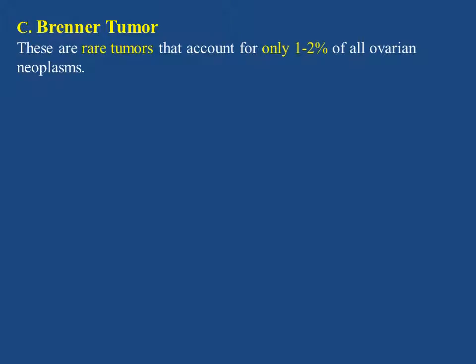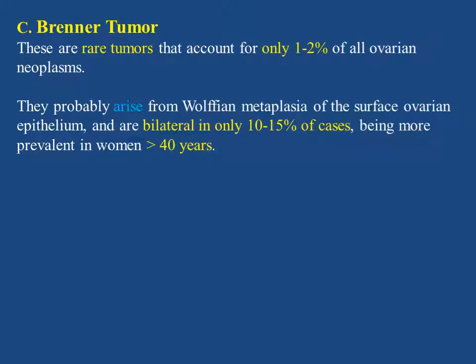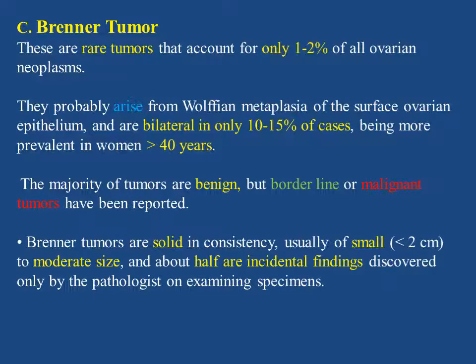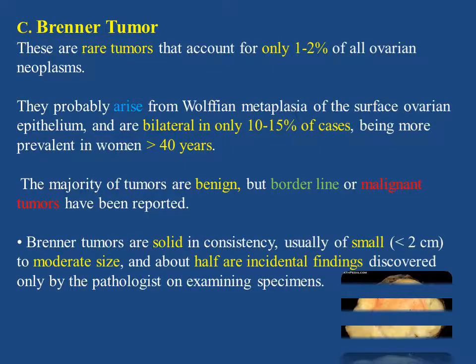The Brenner tumor, this is a rare tumor, only 1 to 2% of all the ovarian neoplasm. They arise from Wolffian metaplasia of the surface ovarian epithelium. They are bilateral in 10 to 15% of cases, and the age group is women more than 40 years. The majority are benign, but may be borderline or malignant, and they are solid in consistency. This is benign but solid in consistency, usually small to moderate size, and we can find it accidentally during pathological examination of the removed specimen.